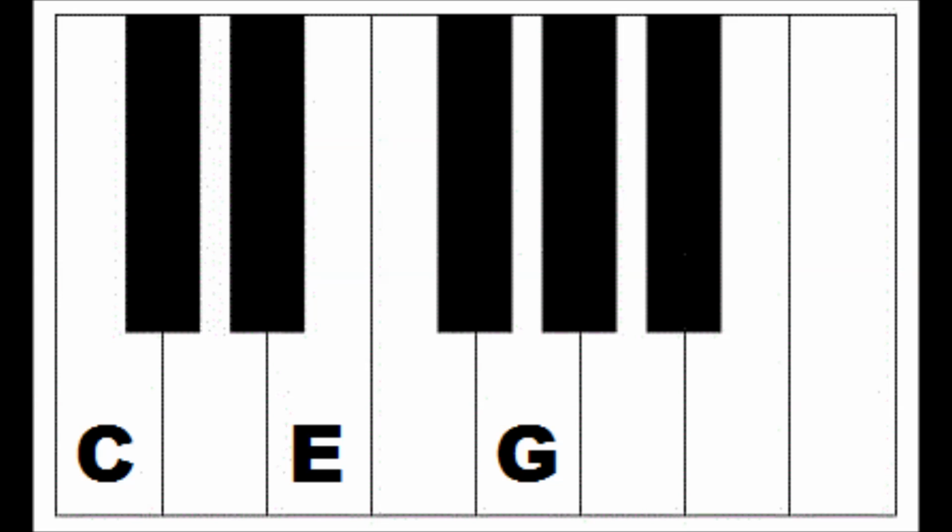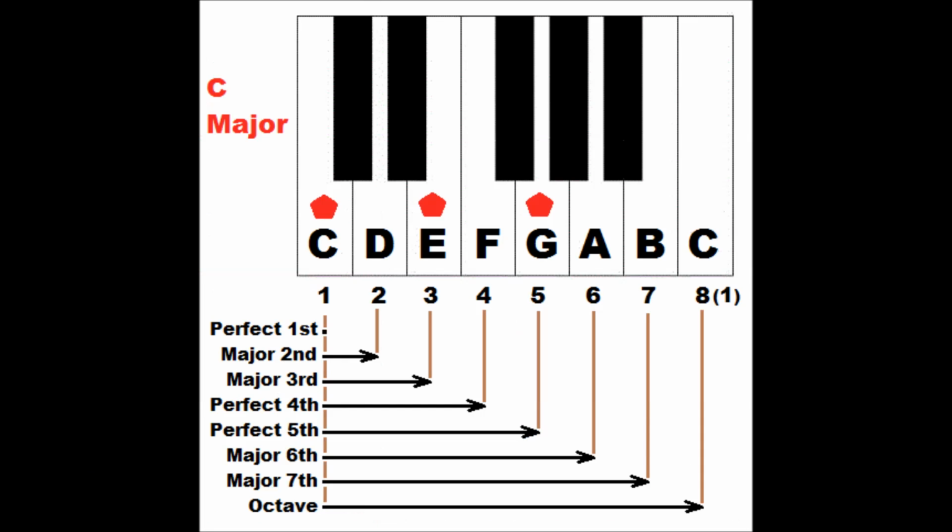C, E, and G are the notes of the C major chord. C major is a major triad. It consists of the root, major third, and perfect fifth. C to E is a major third interval. There are two whole steps between C and E.